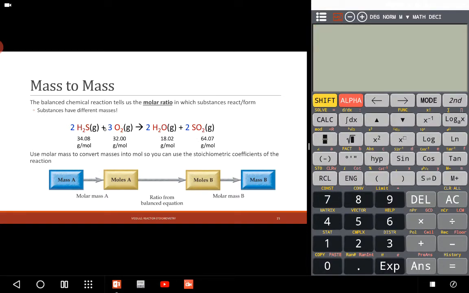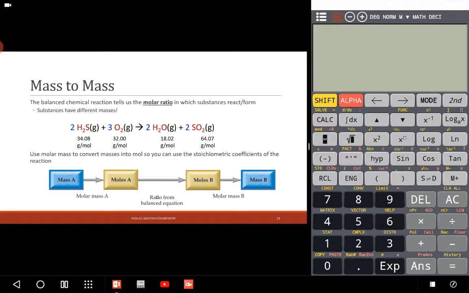So we know that this balanced chemical equation tells us the molar ratio in which things react. And we know that all these different substances have different masses, and that the molar mass relates the mass of a compound to the molar amount. So if we're given a mass to start with, then we're going to need to convert that mass into moles using the molar mass of that substance.